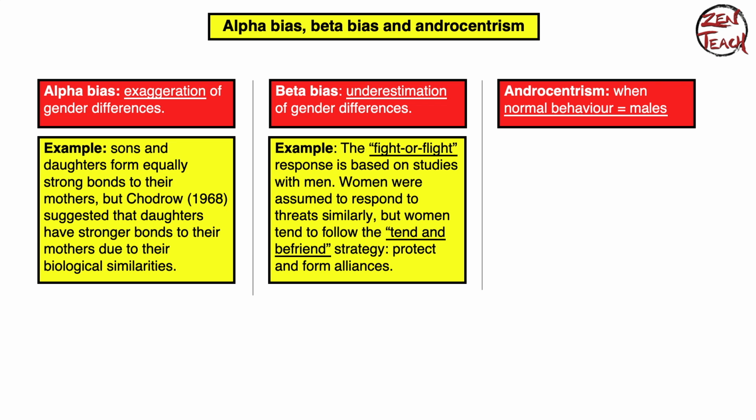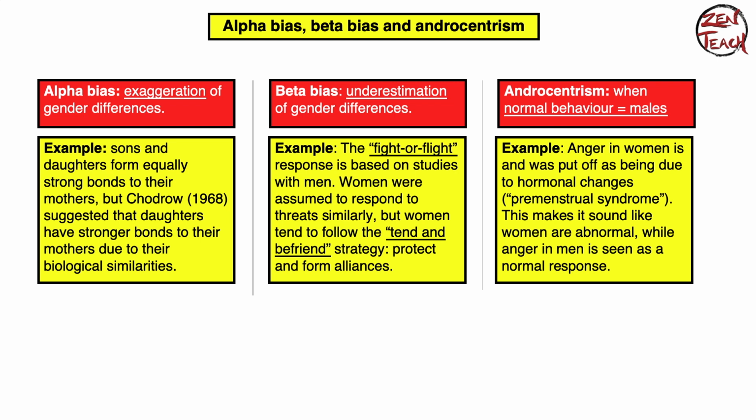Let's look at androcentrism. In androcentrism, there's a great example that is still a problem today. It's called premenstrual syndrome, which refers to this idea that when women are angry, it is due to hormonal changes. And that is then medicalized. It's seen as something unnatural, something that is sick or simply not healthy. Okay, and when men are angry, then it's seen as a normal response to a stimulus.